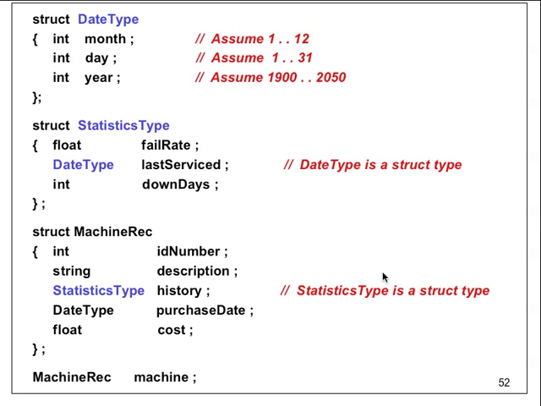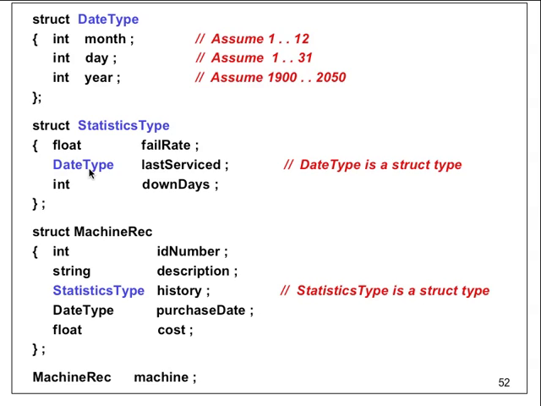So that's why the structure is actually kind of an important user-defined data type, because you can organize your data a lot better. So let's organize some data in terms of this machine shop. The concept of the date can be organized. So we have a structure date time, and the date time has month, day, and year. And then we have a structure called statistic type, where we're going to keep types of statistics associated with it. And we could have like the failure rate, the last service date, maybe also the downtime.